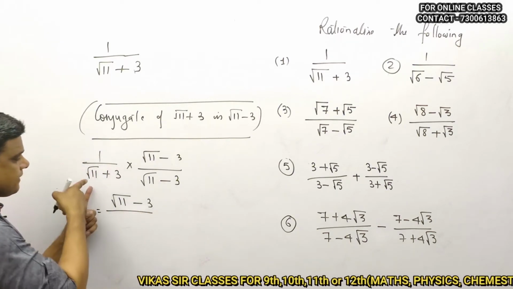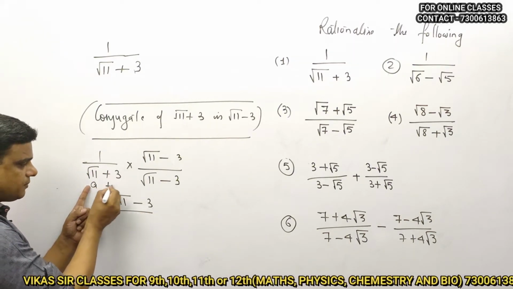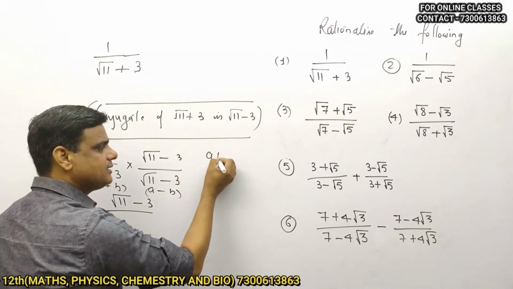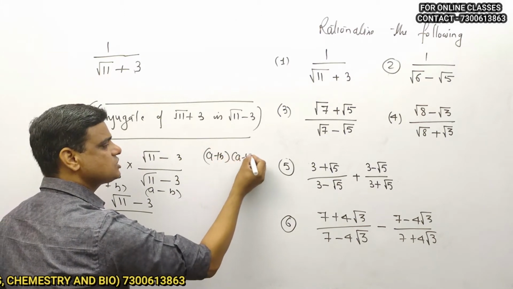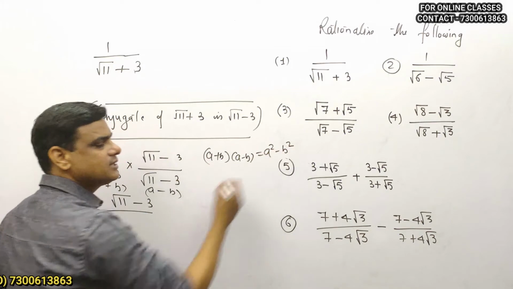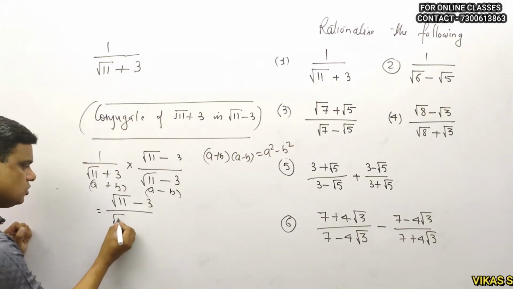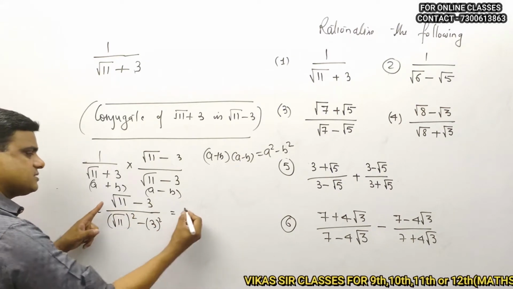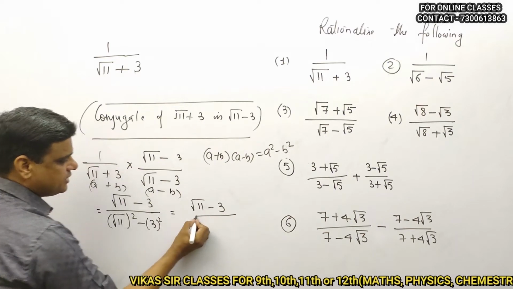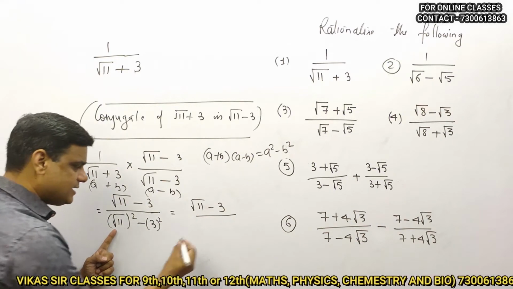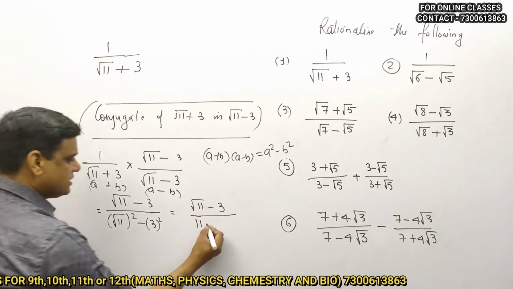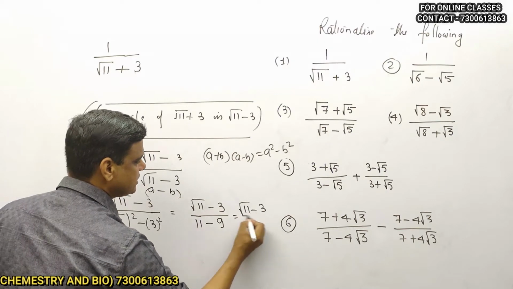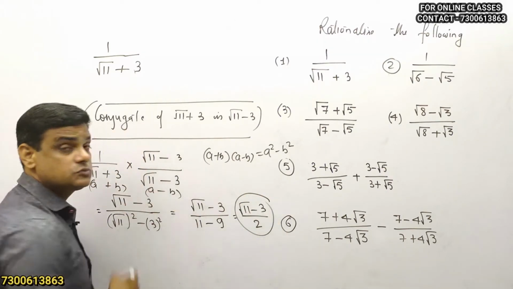Now here the denominator is in the format a plus b, and this is a minus b, and we know that a plus b into a minus b is a square minus b square. So here it is root 11 square minus 3 square, right? So the answer is root 11 minus 3 upon root 11 square minus 3 square. What is that? 11 minus 9. So your answer is root 11 minus 3 upon 2, right?